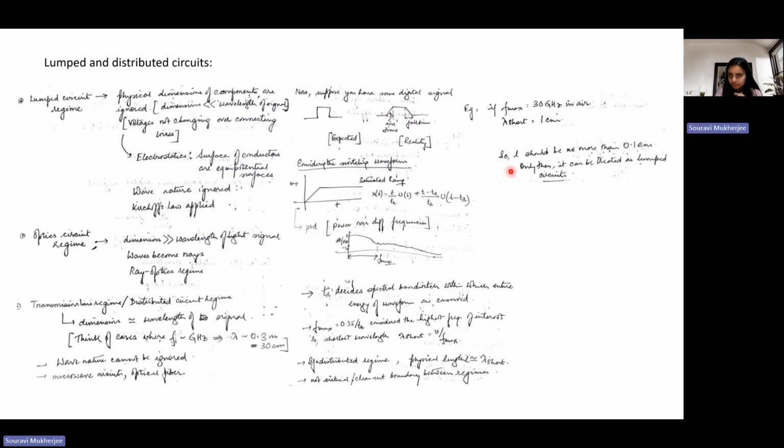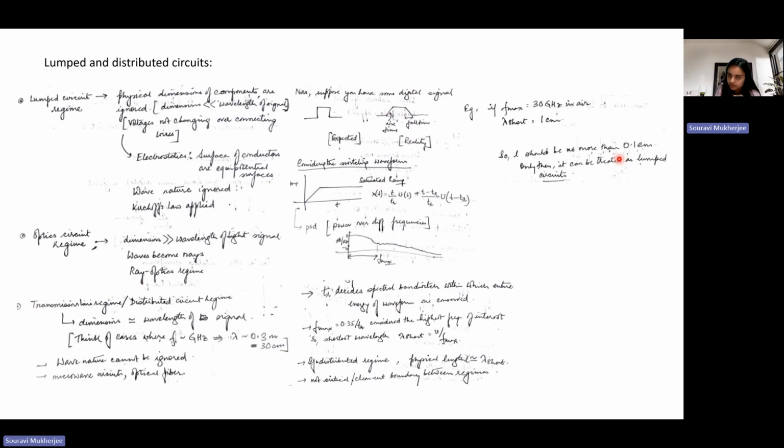Then if your L is more than 0.1 centimeter, comparable or more than 0.1 centimeter, then you are falling in the distributed circuit regime. Your wires or components have to be sufficiently smaller than 0.1 centimeter. It has to be smaller than 0.1 centimeter.